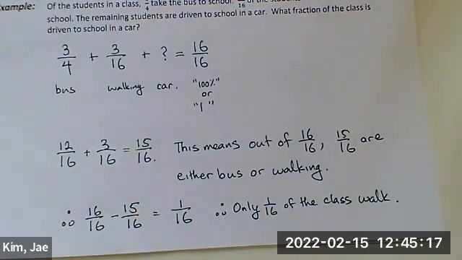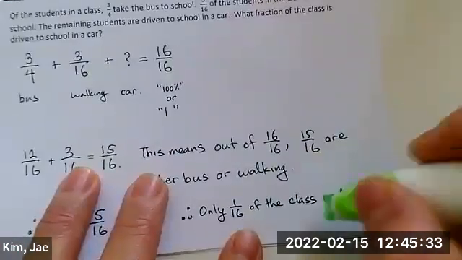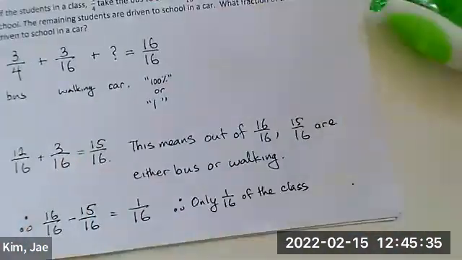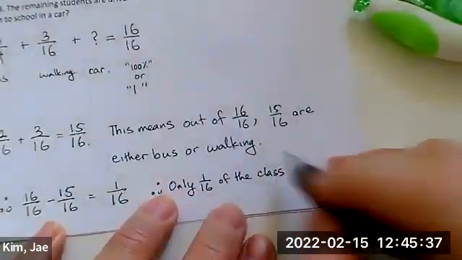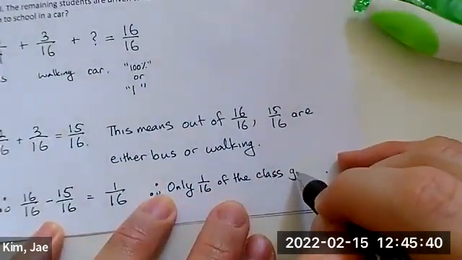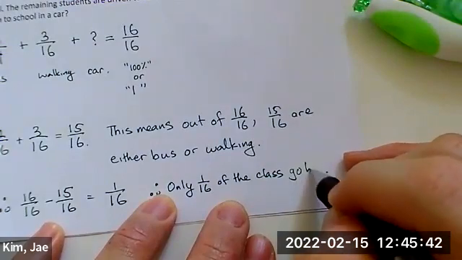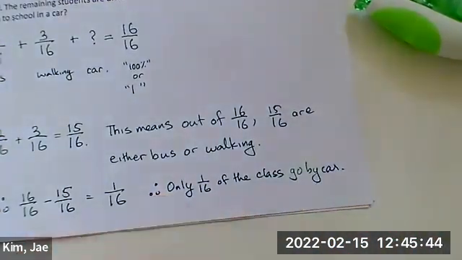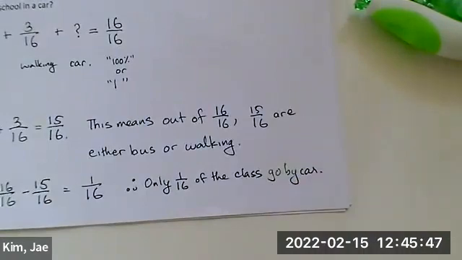Guaranteed, if I gave it to you in normal numbers, you would be able to add and subtract. But since it's fractions, you might start getting tripped up simply because you're not used to using that normally. Yes. Of the class, go by car. Sorry, only 1/16 of the class go by car. Okay, or are driven. It's probably the more efficient way to do it.